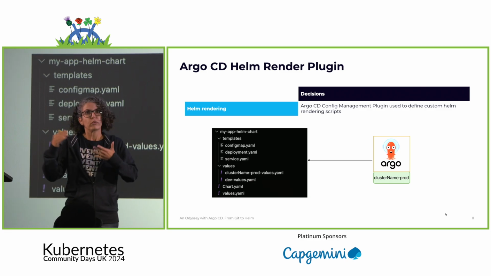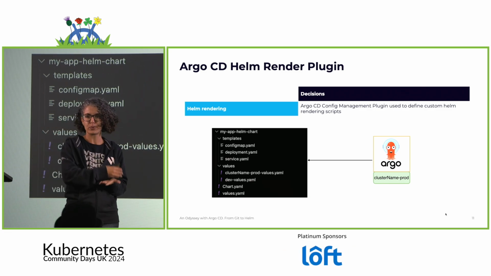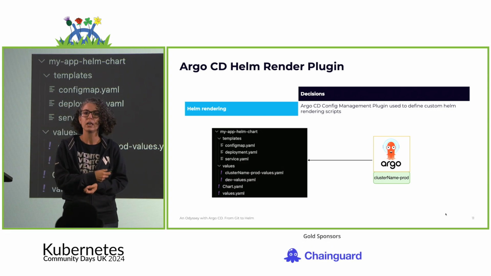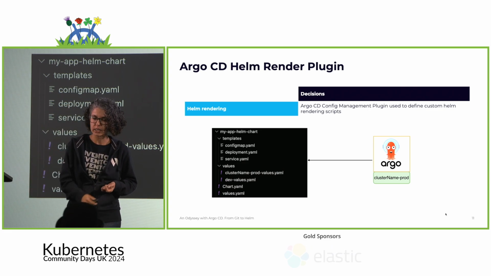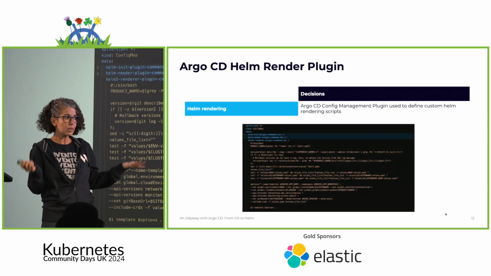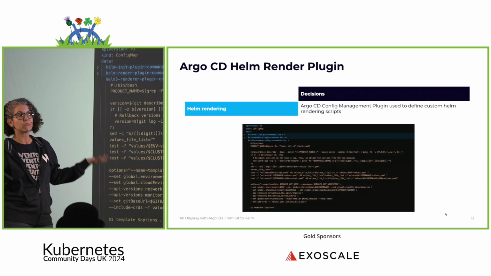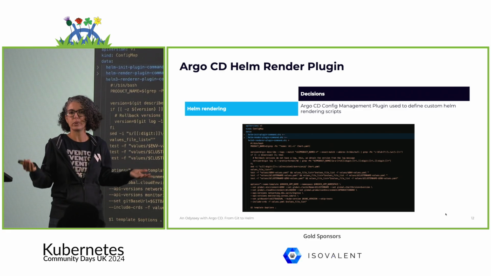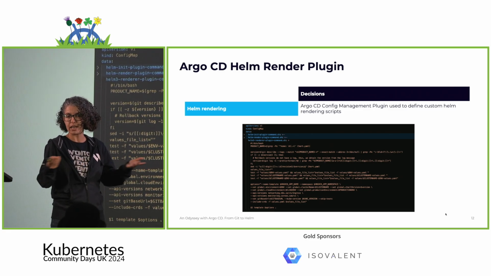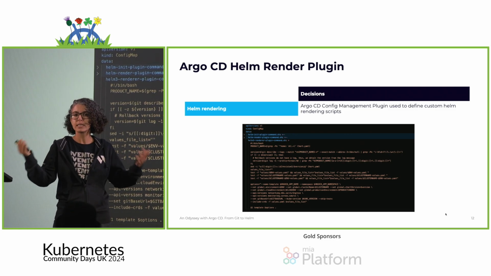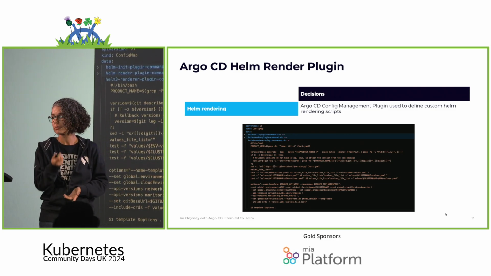So to be able to render the manifests so they can be applied, we simply decided to use the config management plugin provided by ArgoCD. This is mainly a bunch of scripts, bash scripts in our case, where we told ArgoCD what to do with this Helm chart. This is where commands like helm dependency update or helm template are defined.